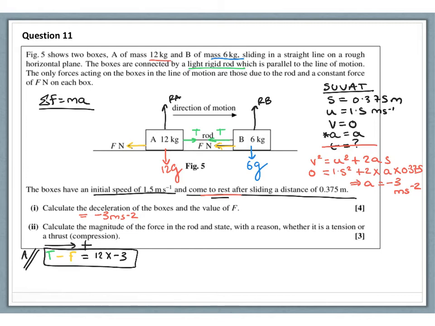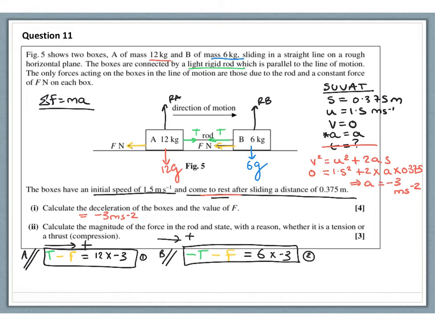Now, let's look at the forces acting on particle B this time. So what do we have? Again, we're going to choose going to the right as positive. This time we have -T, because that's to the left, -F, also to the left, and that equals the mass of B, which is 6, multiplied by the acceleration of -3. So we have a second equation, equation 1, equation 2.